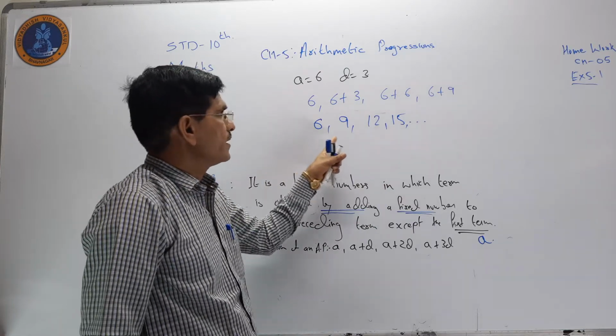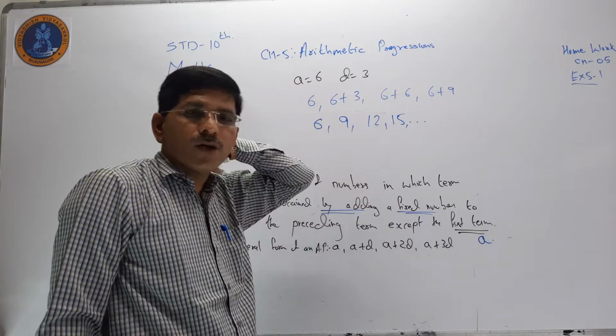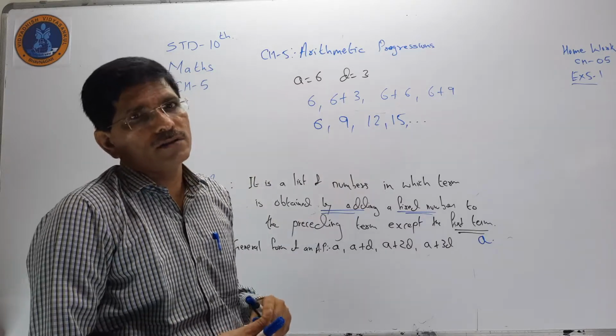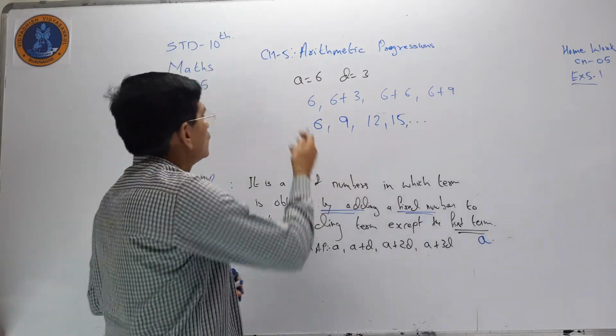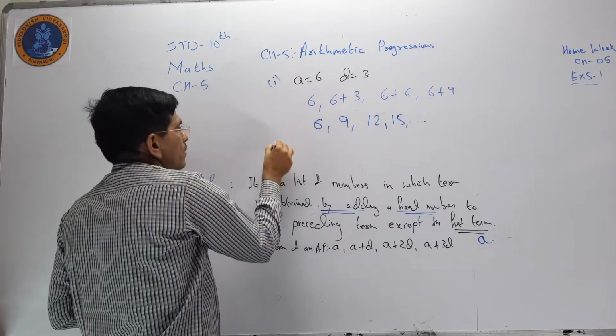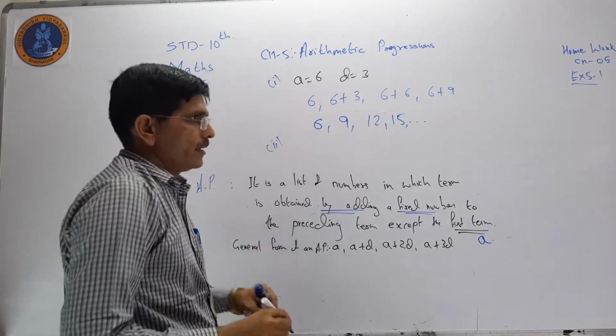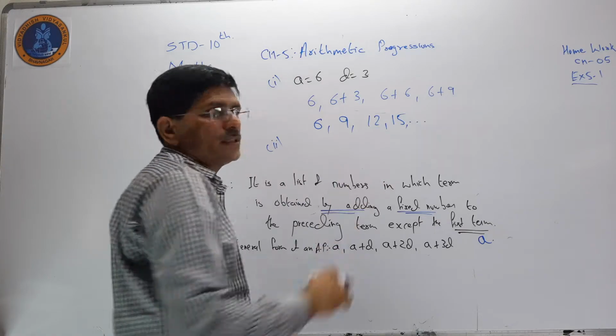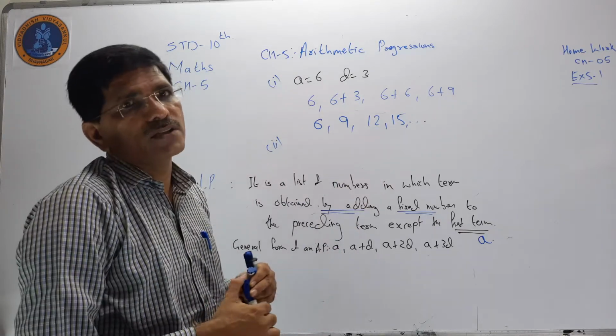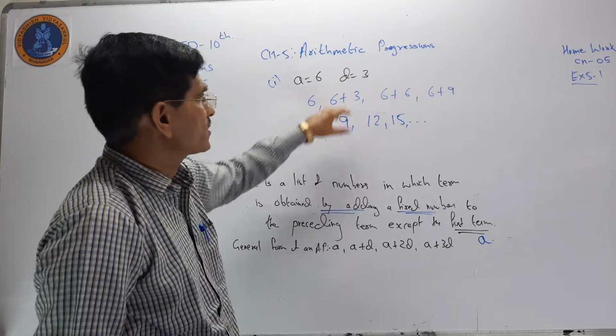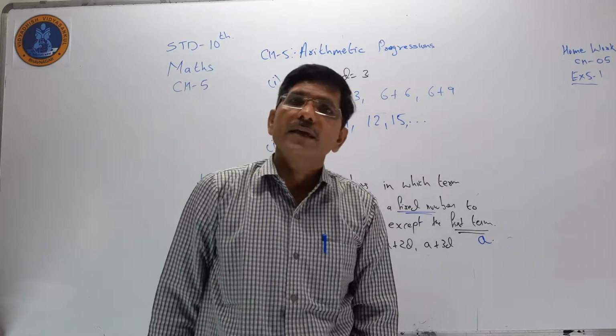Every time we are adding a fixed number, that is our D. So 6, 9, 12 and 15. This is the first sum. Now one more sum. A is equal to... here, if you see the series, D is plus 3. So when D is plus 3, the series should be increasing.